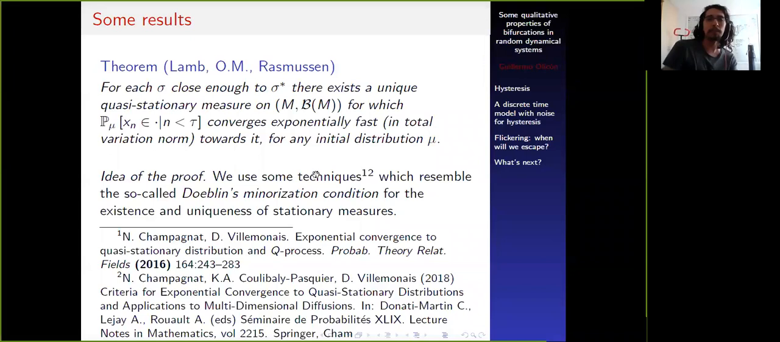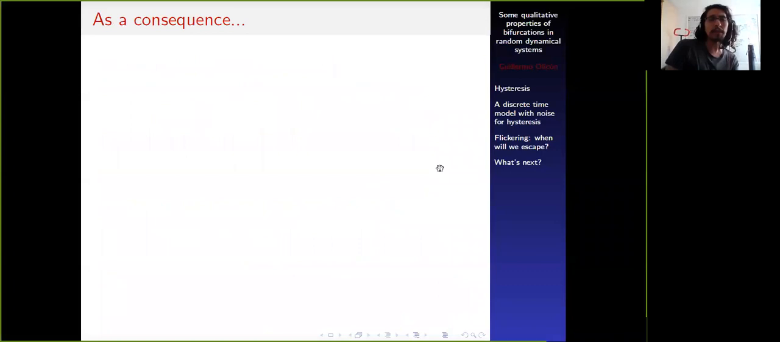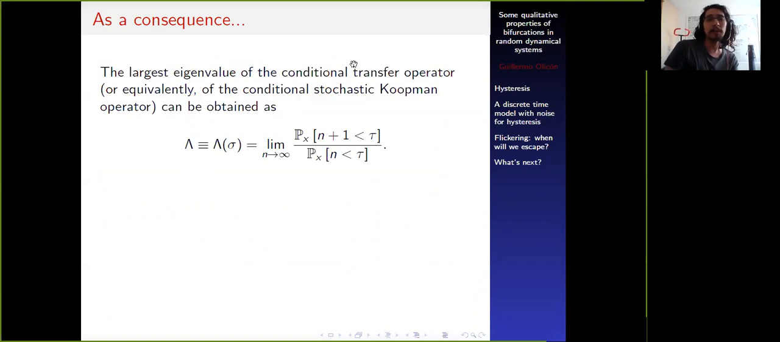Of course, many people have proved before that there are quasi-stationary measures in random dynamical systems. But the new thing here is that we prove an exponential convergence in total variation norm. So why is this important? We consider lambda to be the largest eigenvalue of the conditional transfer operator, which tells us how densities evolve with the system. Equivalently, you can take the stochastic Koopman operator, which is the average of observables, also called the Markov operator, to see how measures evolve. In any case, they have the same largest eigenvalue, which is strictly smaller than one, because we can escape from the system.